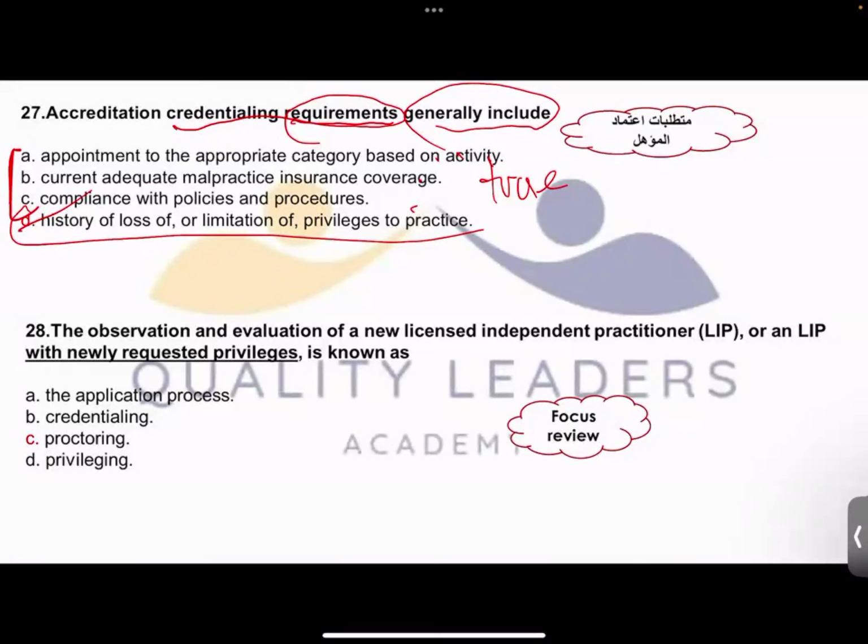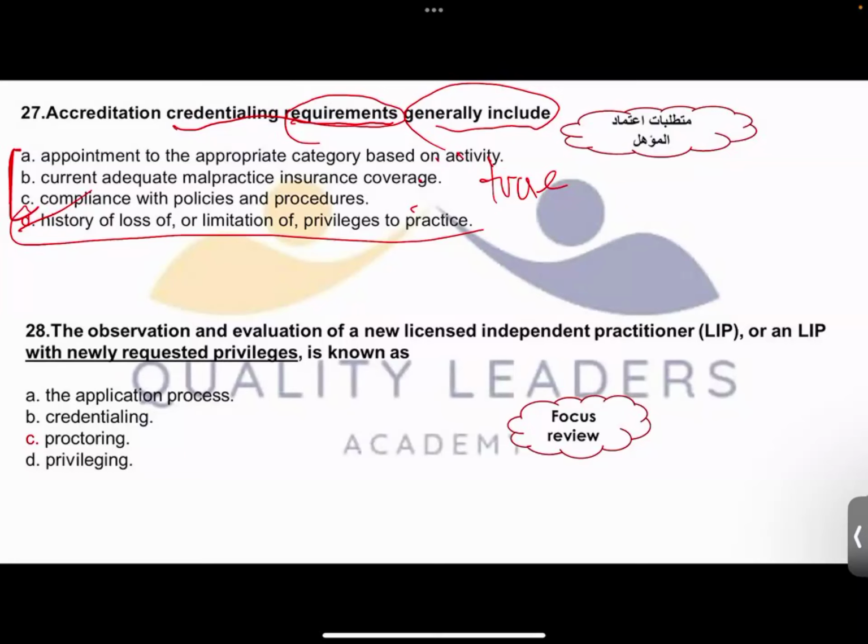Okay, Doc, I will answer you. For letter A, accreditation credentialing typically involves the assigning of practitioners to the correct category based on their practice scope, which ensures that they are properly classified for their roles and responsibilities. For letter B, the current adequate malpractice insurance coverage, this is true also. Malpractice insurance is a core credentialing requirement to protect both the practitioner and the healthcare organizations, ensuring coverage in case of any medical errors.